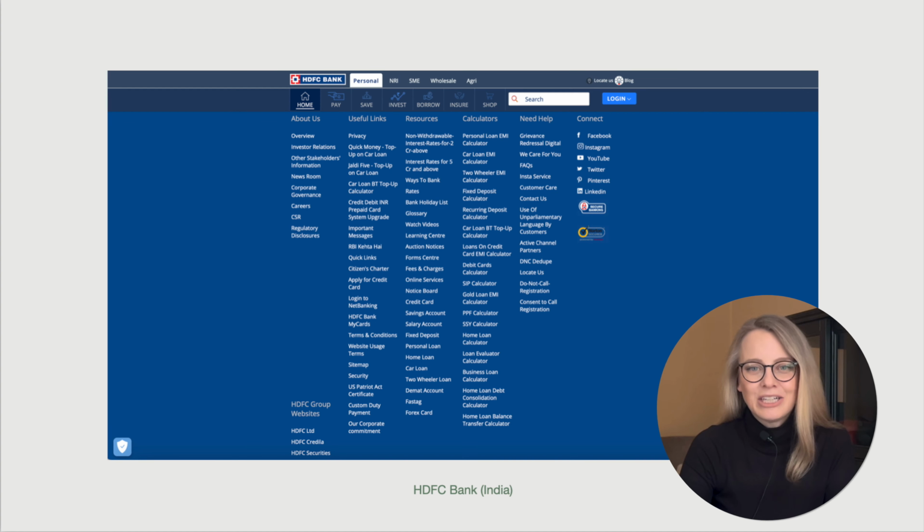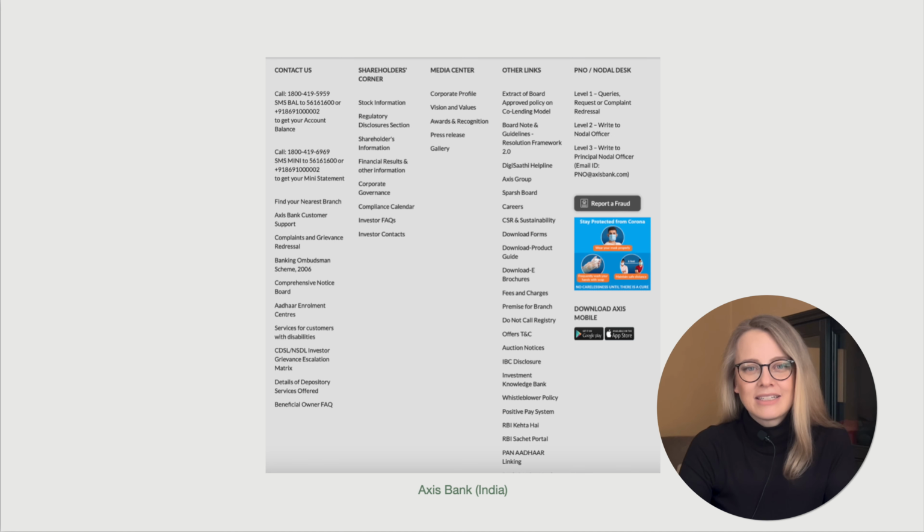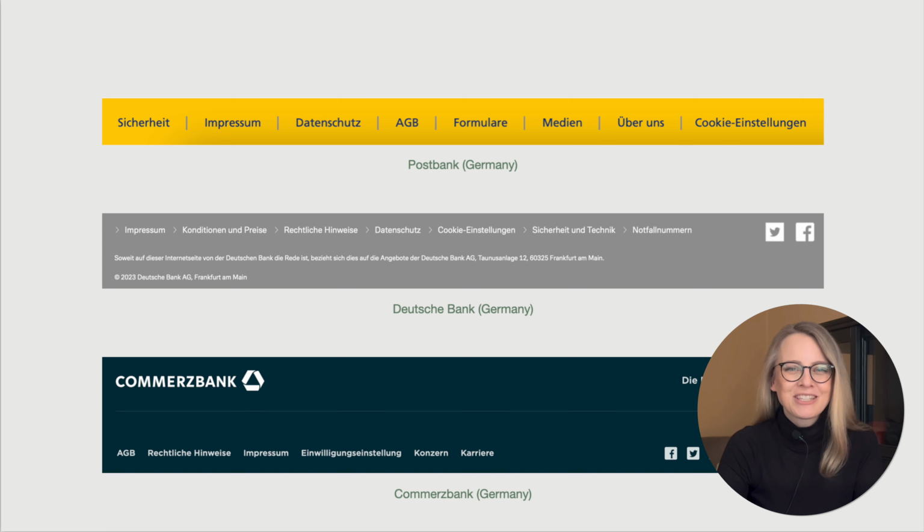We also see that in the footer design, where we are more likely to see a collection of many clickable links on Indian websites, like here, for example, or here. And when we take a look at the German banking websites, we will probably see much smaller footers with far fewer options. And this is probably because in India, more options are considered more trustworthy, and in Germany, quite the opposite is the case.